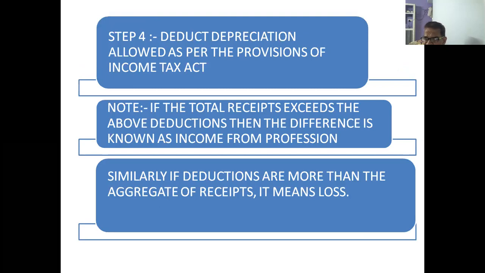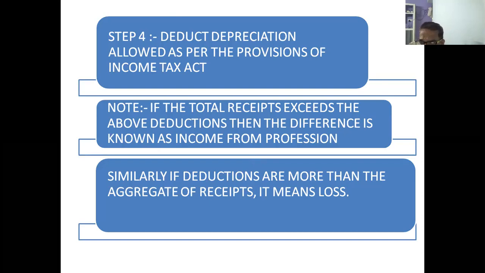Step 4. Deduct any depreciation allowed as per income tax rules. The income tax authority will calculate it and say for this asset, this property, the depreciation rate is this much and the amount is this much. You have to deduct those amounts only. Note, if the total receipts exceed the above deductions, then the difference is known as income from profession, or else it is called loss from profession.